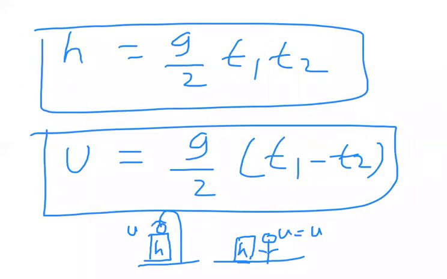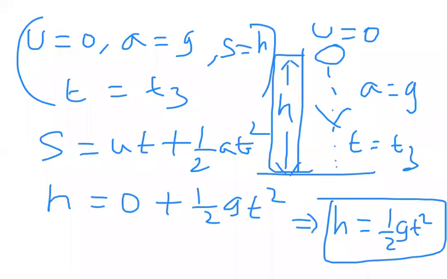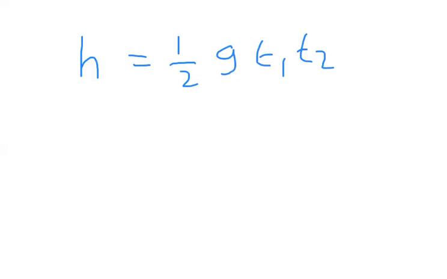So what should we write now? Here h = (g/2)t1t2. Here h = ½g, and what is the time here? We are calling it t3. We have to put it as t3 here, in the freely falling case. So let me take one fresh page. Now what I proved here is h = ½g t1t2 previously, and now I got h = ½g t3².